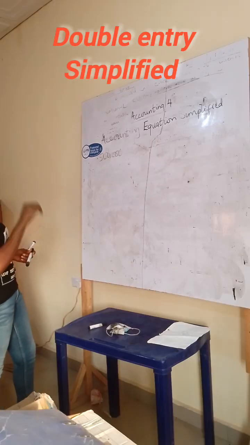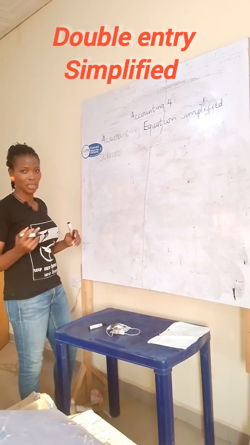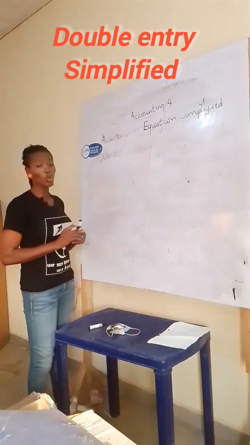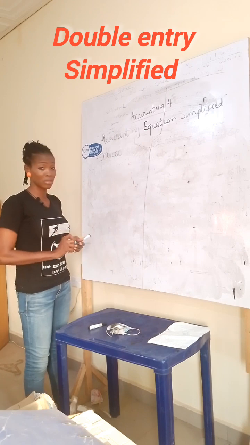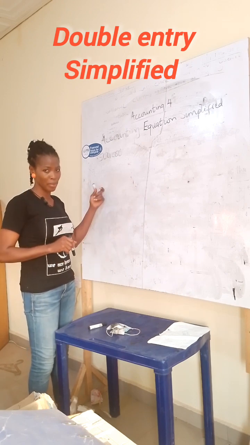Just like we've talked about before, capital is the money to start a business. So now we are told that this owner wants to introduce 500,000 naira into the business. That tells you that this is what? Capital.